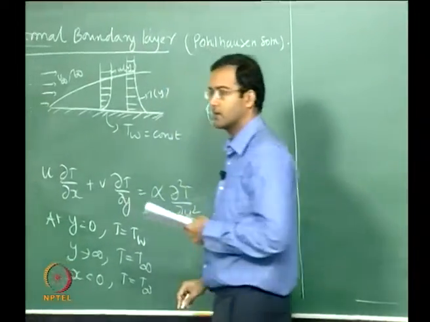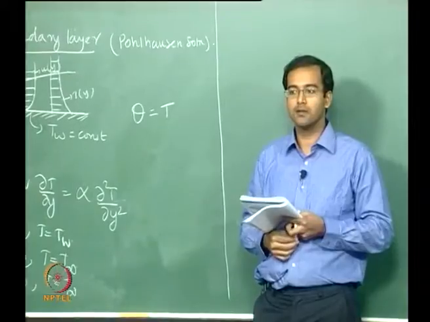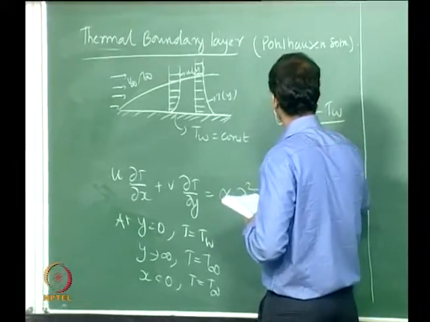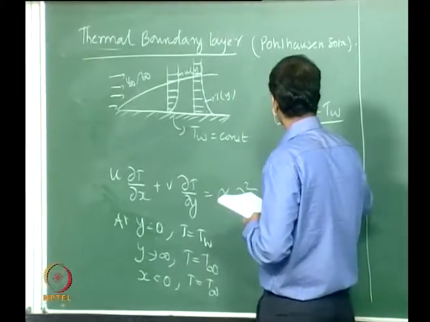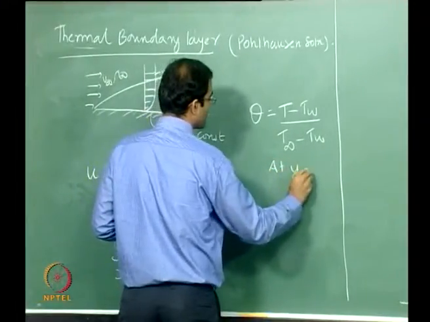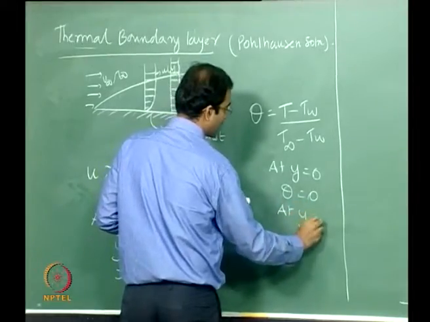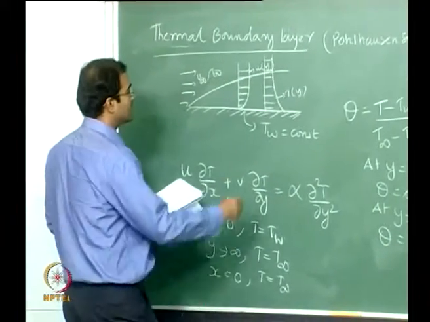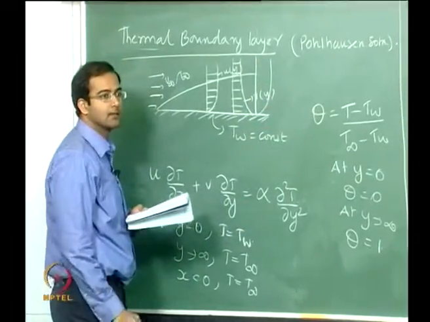T minus T wall, divided by what? T infinity minus T wall. So that at y equal to 0, my T equals T wall, your theta equals 0, and at y going to infinity, my T goes to T infinity, my theta goes to 1. Okay, so if you plot the theta, you will get exactly a profile like this, right?